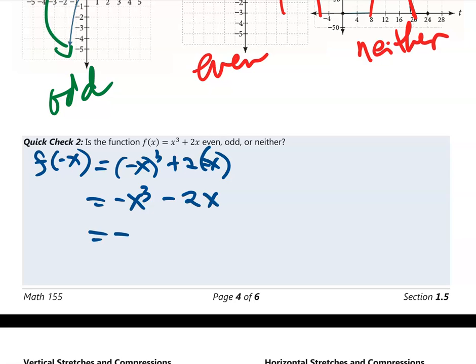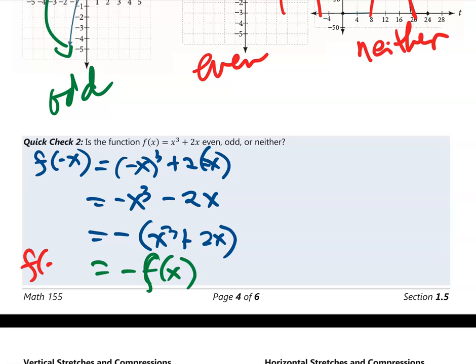You can factor out a negative here. So this is negative of x cubed plus 2x. And as you can see, your f of x is equal to x cubed plus 2x. So that is equal to negative of that, negative of f of x. And remember, if f of negative x is equal to negative of f of x, so this is odd.